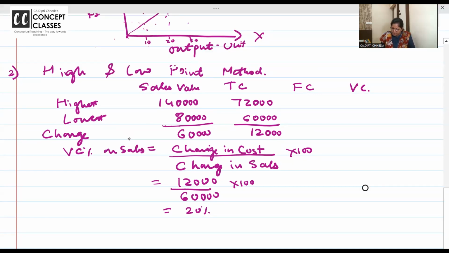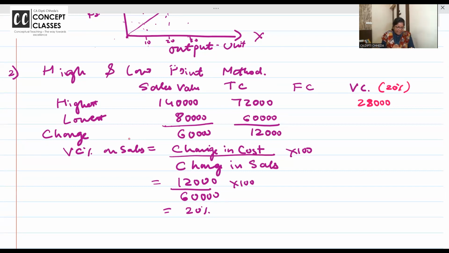ये देखो इसको कैसे यूज करेंगे. वेरिएबल कॉस्ट कितना परसेंटेज है डियर स्टूडेंट्स? 20%. Now this is extra, that's why I changed the ink and I'm showing you in a different way. In 1,40,000, what is the variable cost? 20%, 28,000. So what will be the fixed cost?